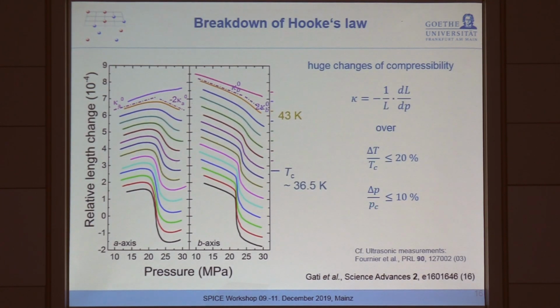Now this diagram already contains, let's say, the essential message, and this is replotted here, namely that what we observe are huge changes of the material's compressibility. Here are shown now data for the B-axis and the A-axis. The compressibility, this is the derivative of this data, relative length change versus pressure.